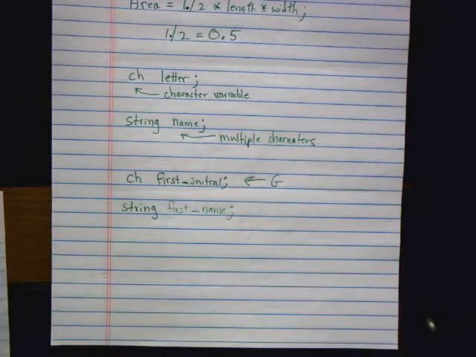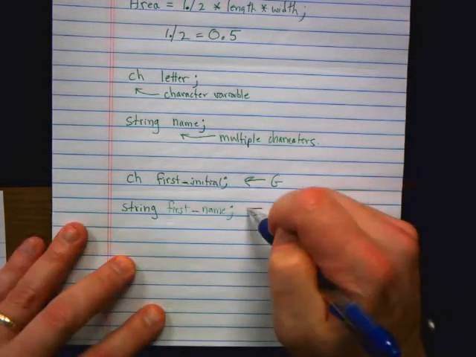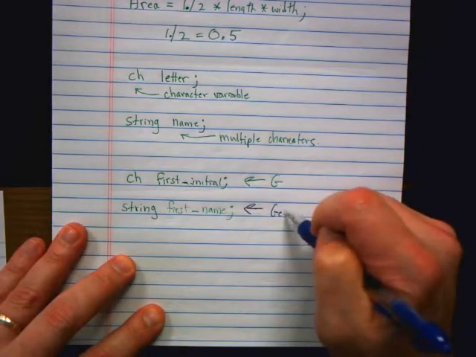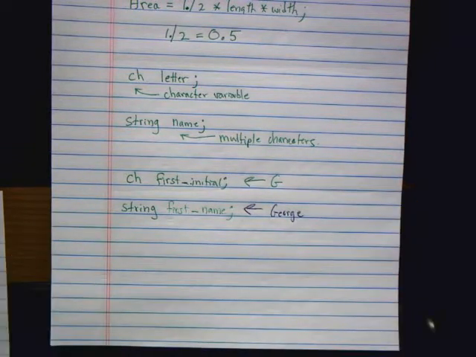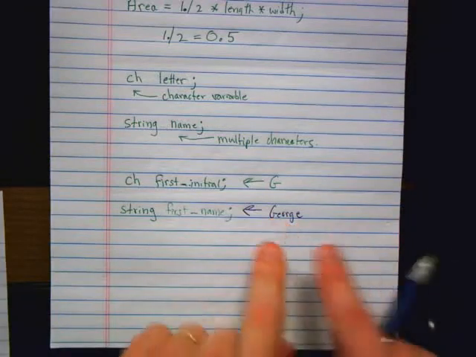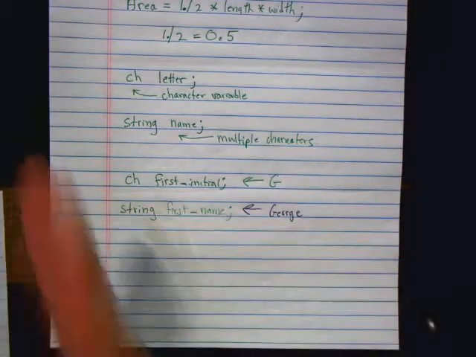Good timing, my pen's dying. And in that, I could store my whole first name. So that's the difference between a character variable and a string variable. A character variable literally holds one character, one and only one. Where a string variable, you can put multiple things into it and it's all saved in one spot.